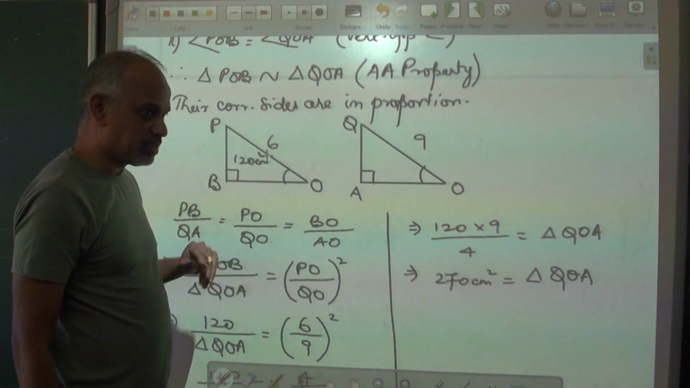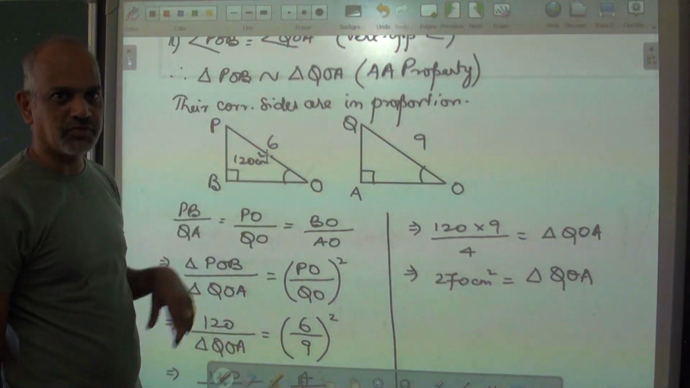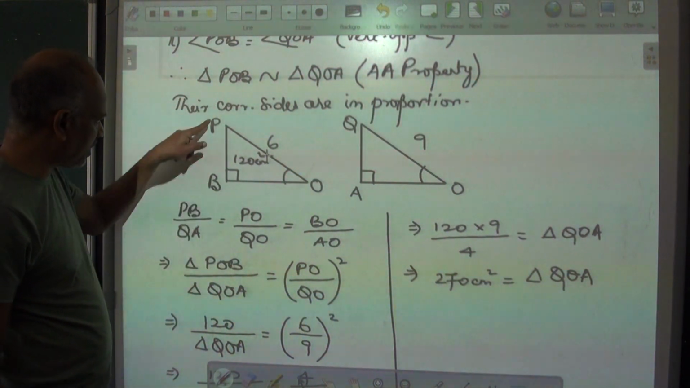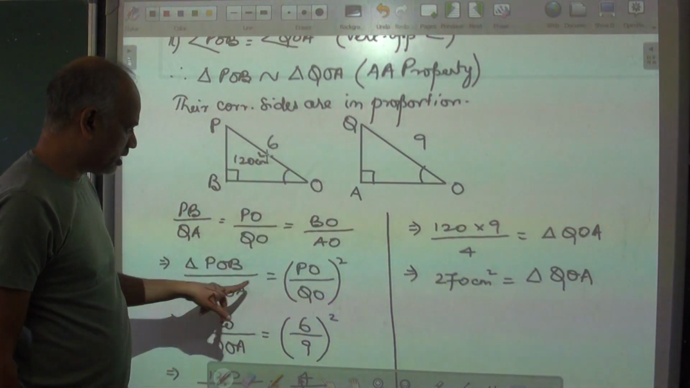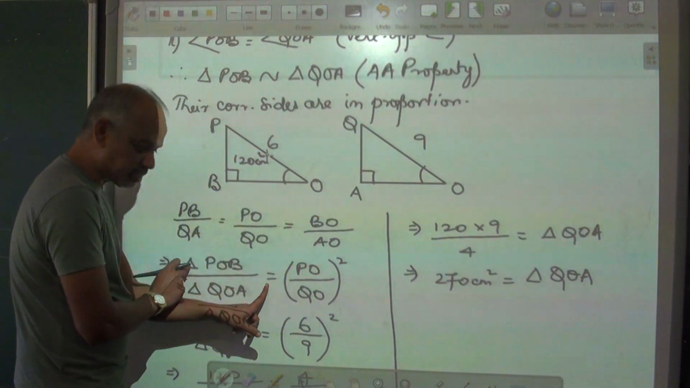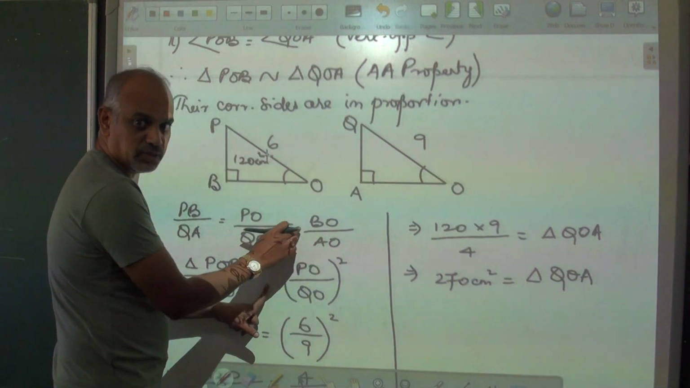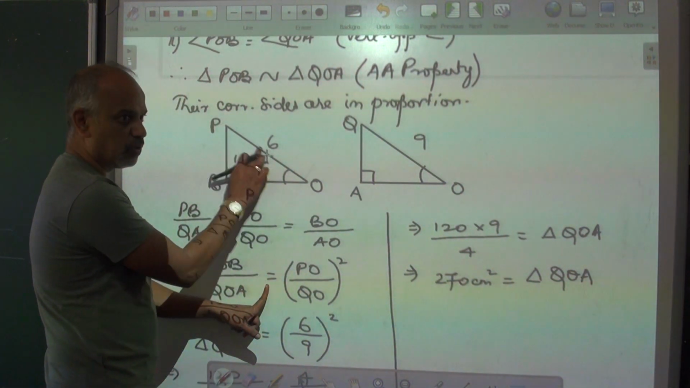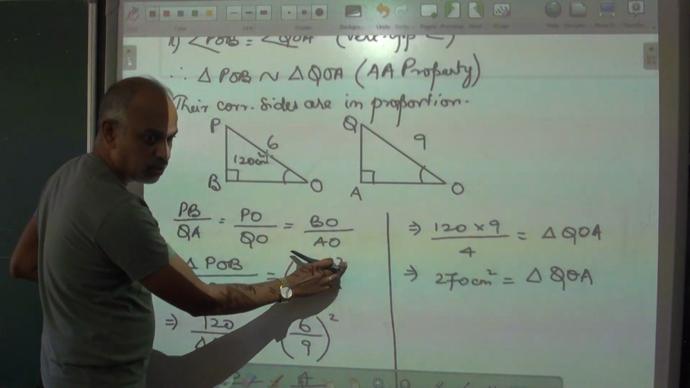So proportionality was written. Now let's write down the ratio between the areas of these two triangles. Triangle POB by triangle QOA is equal to, you have to take one of these ratios and square it because this is about area. Out of these three ratios, you know PO and QO. So PO by QO whole square.